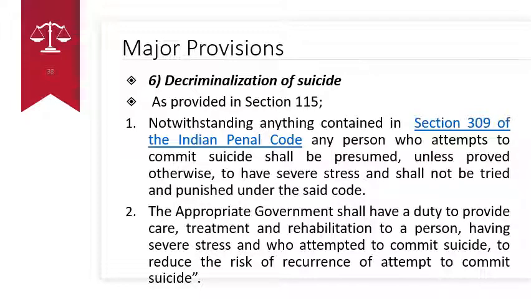Another major provision is the decriminalization of suicide, as provided in section 115 of the Mental Health Care Act, notwithstanding anything contained in section 309 of IPC. Any person who attempts to commit suicide shall be presumed, unless proved otherwise, to have severe stress and shall not be tried and punished under the state code, that is section 309 IPC. The appropriate government shall have a duty to provide care, treatment, and rehabilitation to a person who, having severe stress, attempted to commit suicide, to reduce the risk of recurrence of attempt to commit suicide.